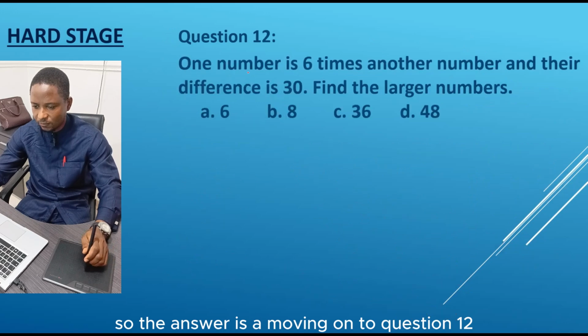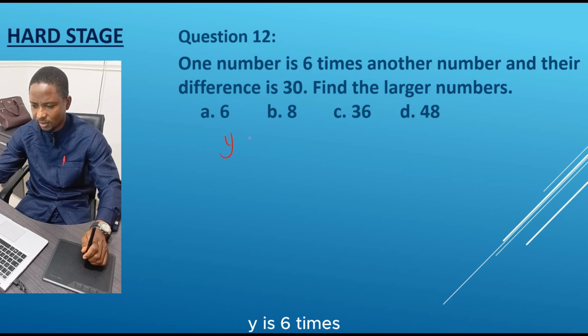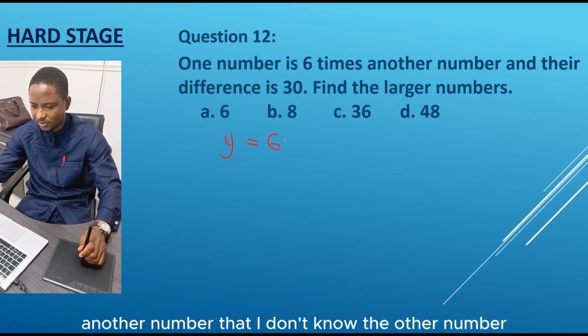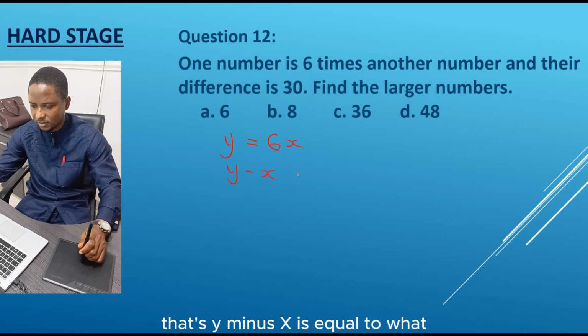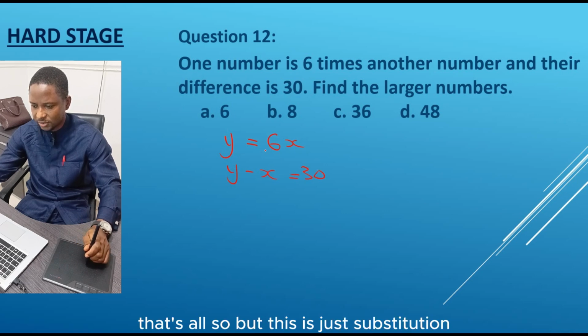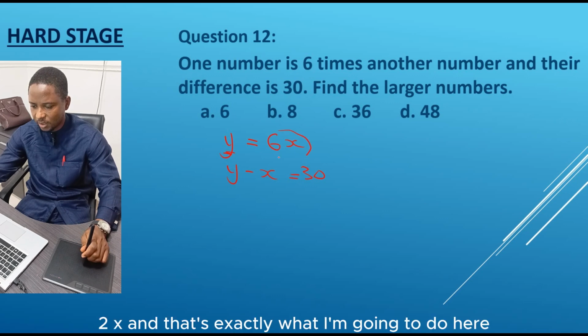Moving on to question 12. One number, I don't know the number, let me title it Y, is 6 times another, I don't know the other number, let's call it X. And their difference, that's Y minus X, is equal to what? 30. That's all. But this is just substitution. Anywhere you set your eyes on Y, replace it with 6X. And that's exactly what I'm going to do here.